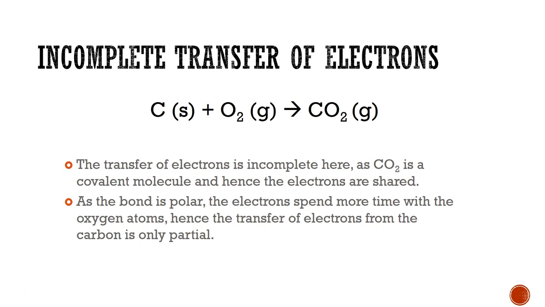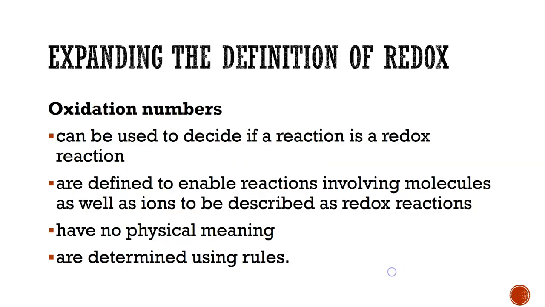So if we look at this combustion reaction of carbon, something like coal, just pure carbon, reacting with oxygen to form CO2. This is a redox reaction, and we can see that from the fact that according to our definition of increasing the amount of oxygen in a substance, the carbon is being oxidized here. We're adding oxygen in, but it's incomplete. We're not forming carbon positive ions here. It's a covalent molecule, so we need another way of figuring it out. Because the bonds are polar, the electrons are going to spend more time with the oxygen atoms, and it's a partial, messy kind of situation.